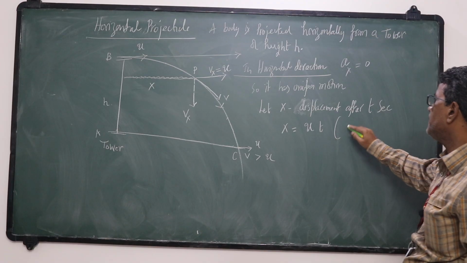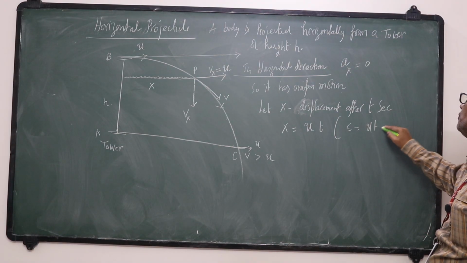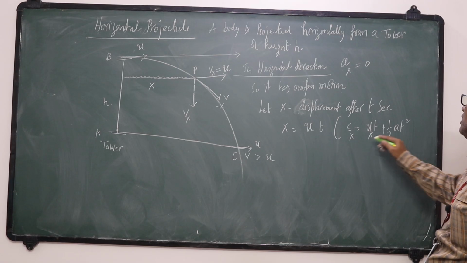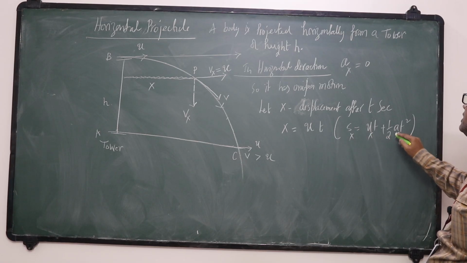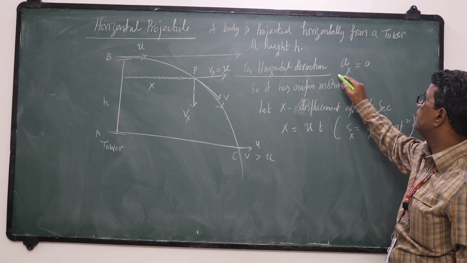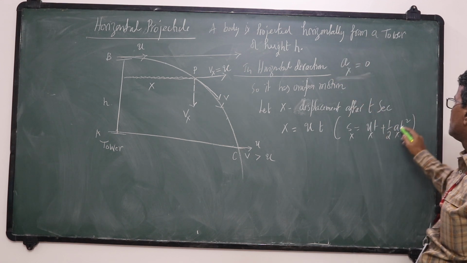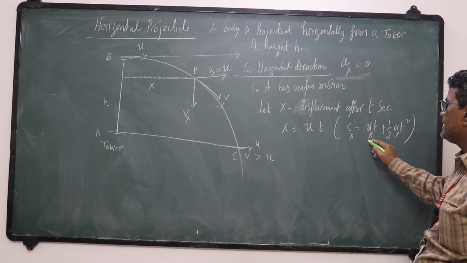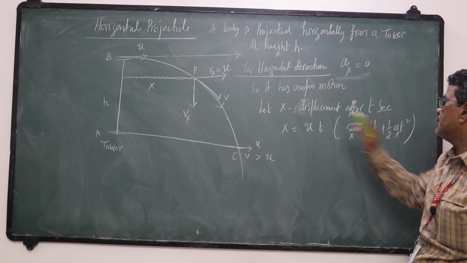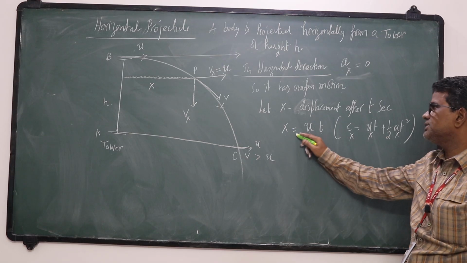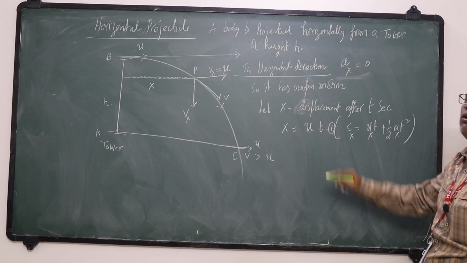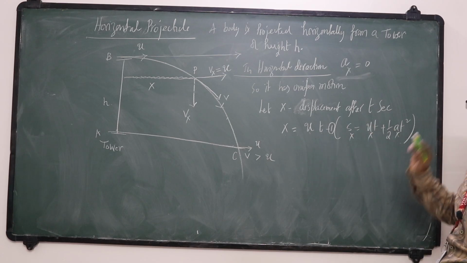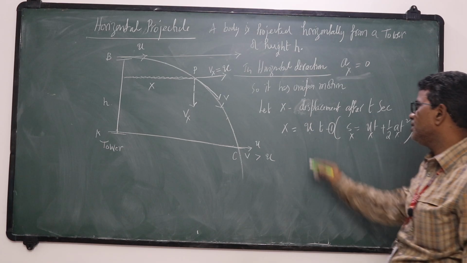Here I apply s is equal to ut plus half at square in the horizontal direction. Since ax is 0, this term becomes 0. sx is x, ux is u, t is t. So I got x is equal to ut. I call it equation 1. I applied s is equal to ut plus half at square.